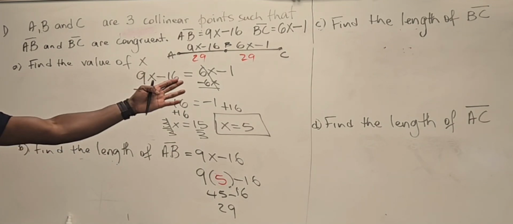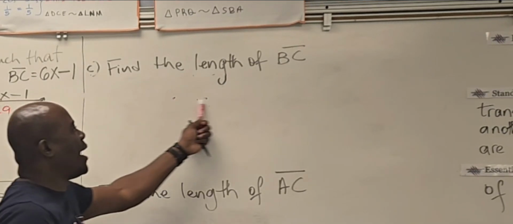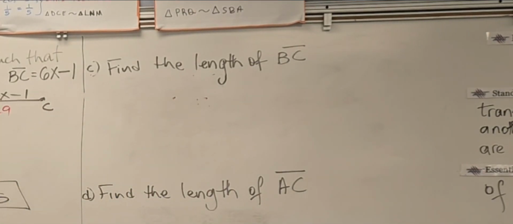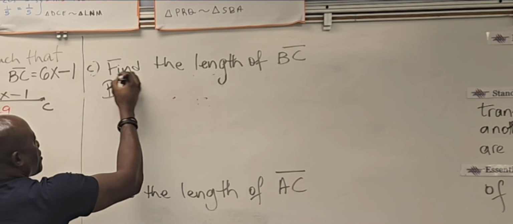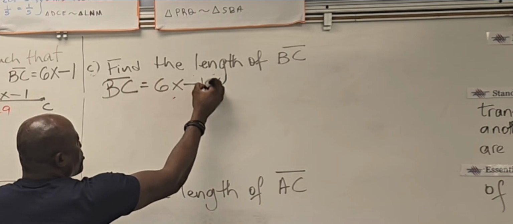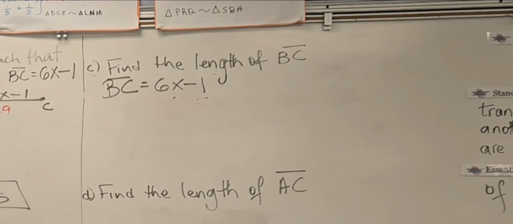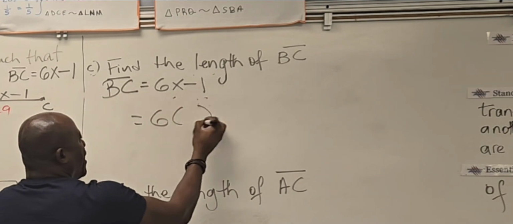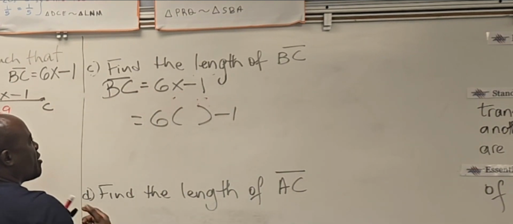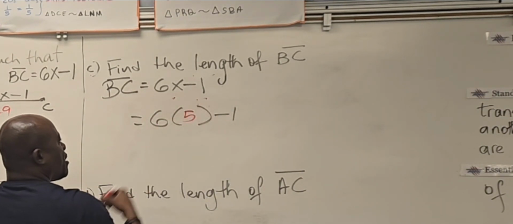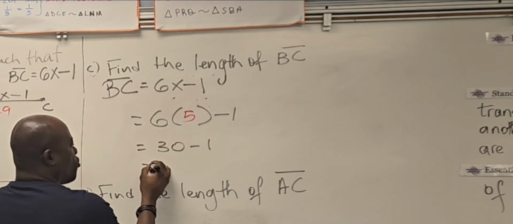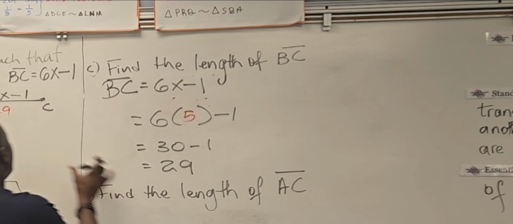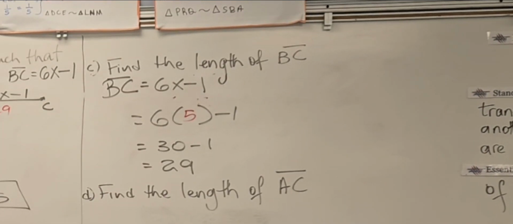But let us see if it really works. We're going to find the length BC. What is BC? 6x minus 1. So BC is 6x minus 1. 6 times 5 minus 1. Remember that x is 5. And this gives us 30 minus 1, which is 29, as we suspected.